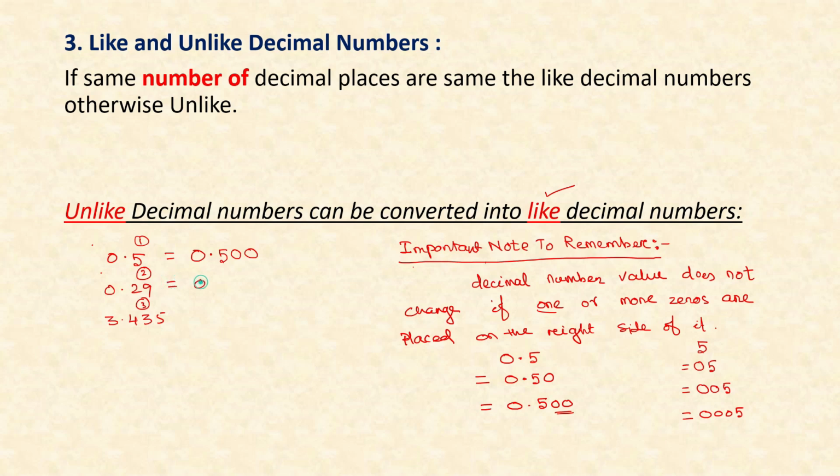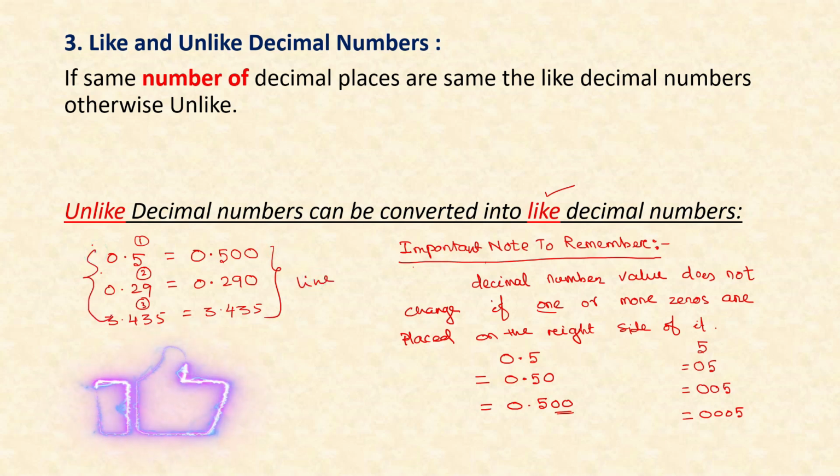Likewise, here it is written as 0.29. I need to convert it into 3 digits. So I can put 1 zero here. And for this one, it already has 3 digits, 4, 3, 5. So we can say that these 3 decimal numbers are now like decimal numbers. So we can convert any unlike decimal numbers to like decimal numbers.